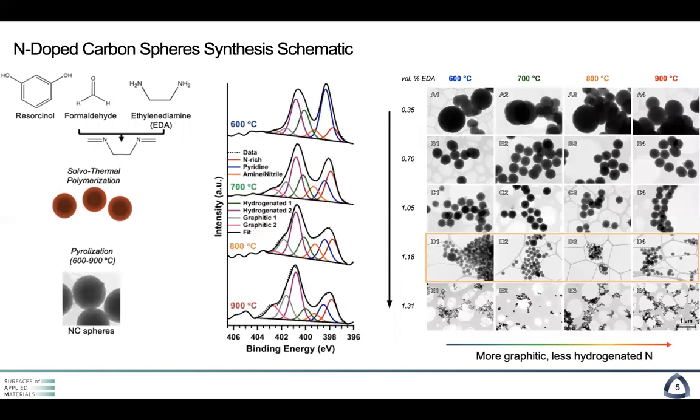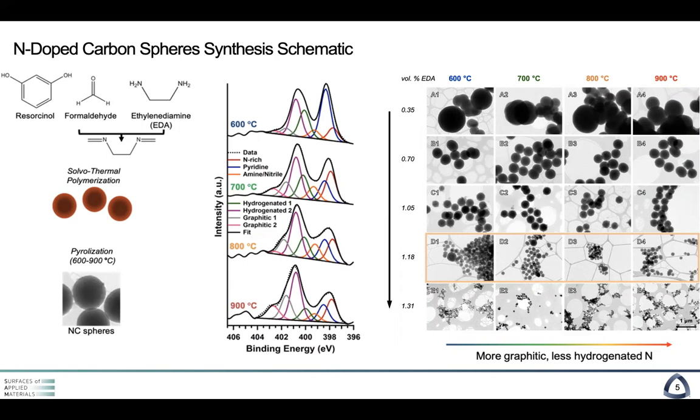Therefore, in our study, we have been synthesizing nitrogen-doped carbon spheres. You can see our synthesis here on the left. We use resorcinol, formaldehyde, ethylenediamine, as well as ethanol and water. We mix that, and then from that we do a solvothermal polymerization. Once we have those spheres, we pyrolyze them at anywhere from 600 to 900 degrees C, and then we get our nanocarbon spheres, our NC spheres.